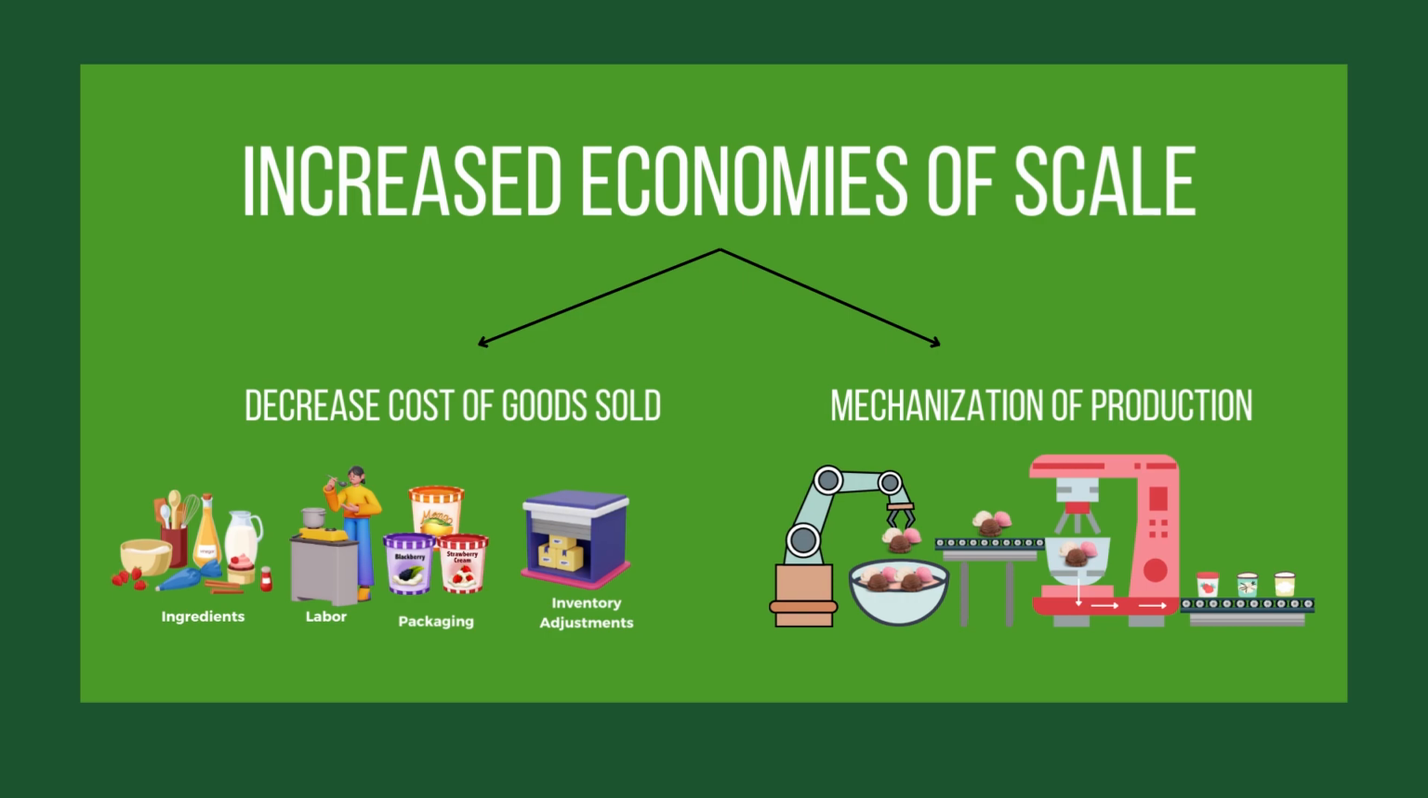Sweet Scoops has been able to leverage economies of scale by decreasing cost of goods sold through purchasing items like ingredients, product packaging, and case box packaging at larger quantities, as well as by increasing their production efficiency through mechanization. By leveraging economies of scale, they have been able to decrease their variable costs.